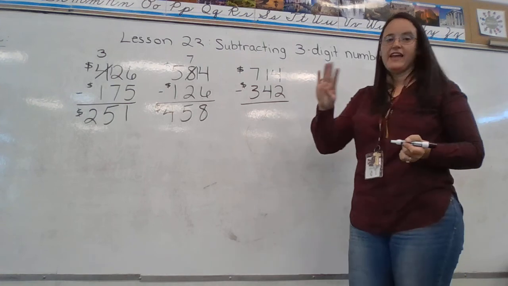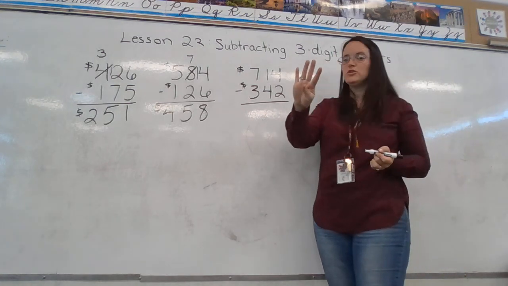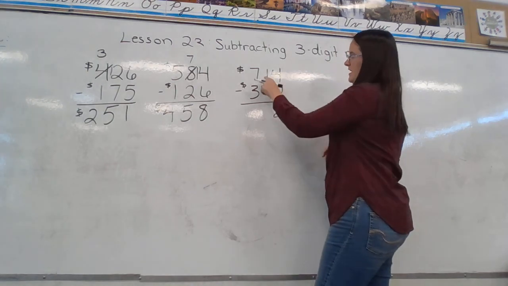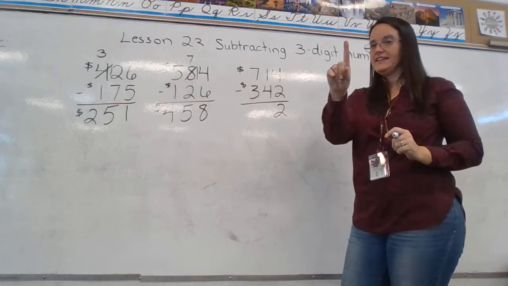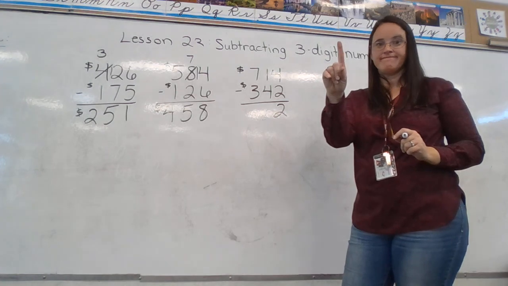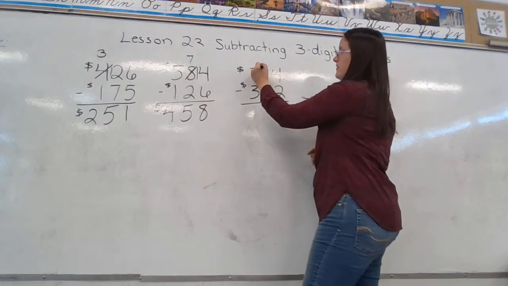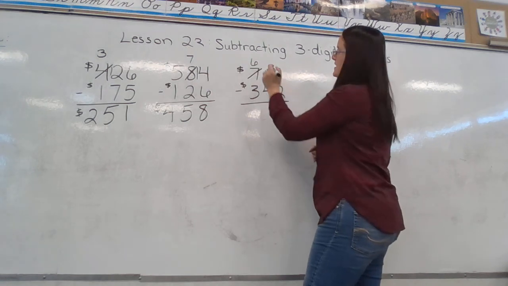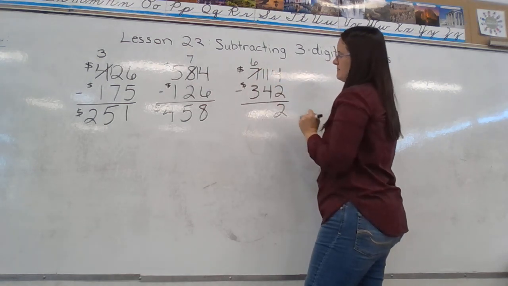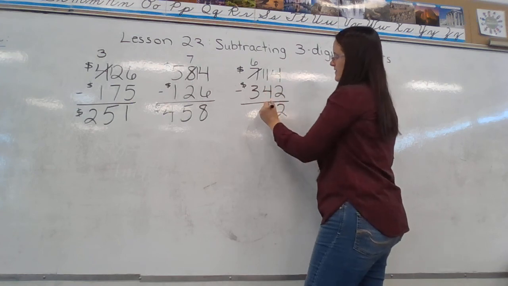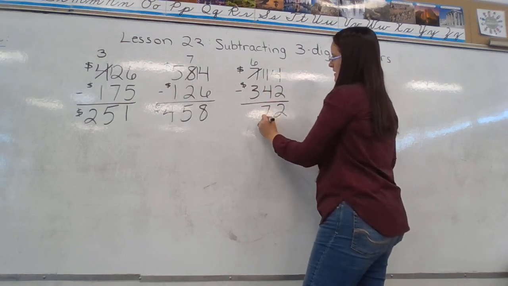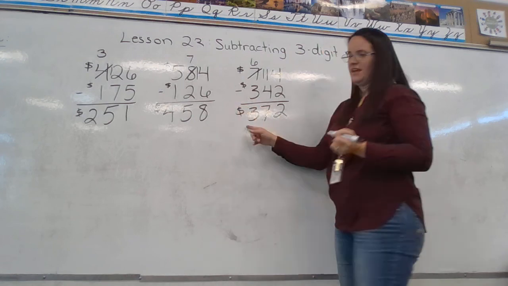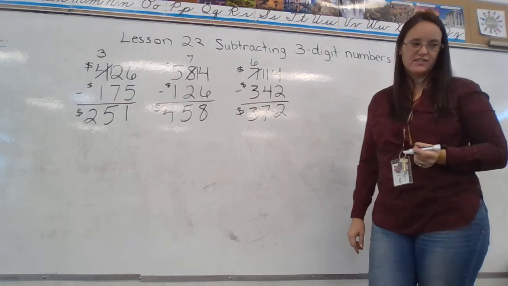And this one. If I have 4 ones, can I give you 2? Yes, I can, with 2 left over. If I have 1 10, can I give you 4? Not enough, have to borrow. Borrow from the hundreds, so now I only have 6 hundreds. Sneak my 1 in there. 11 minus 4 is 7. 6 minus 3 is 3. And $372 is our answer.